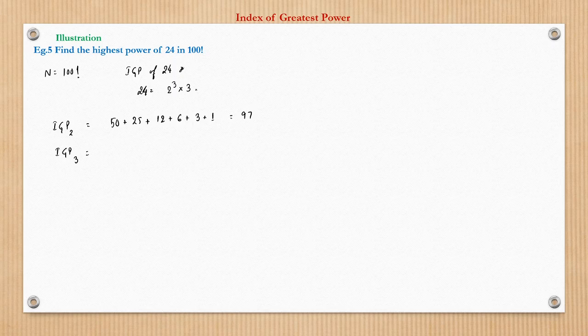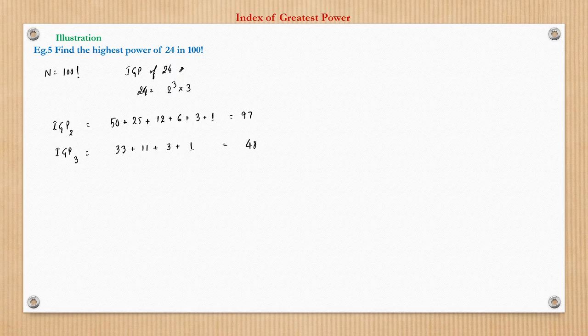Now IGP of 3 also we will calculate. 3 is also a prime number. We start with 100 factorial: 100 by 3 is 33. We can also do a division method, but here we can directly do 33 by 3 is 11, 11 by 3 is 3, 3 by 3 is 1. So here we get the IGP of this as 33 plus 11 is 44, plus 3 is 47, plus 1 is 48, right?